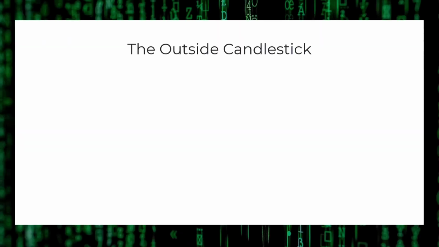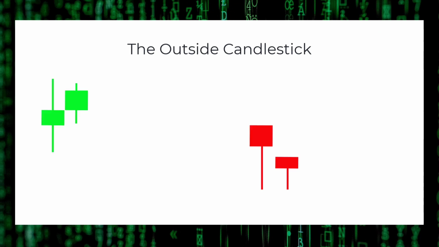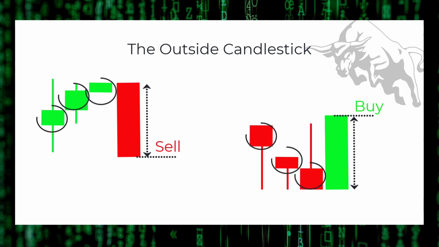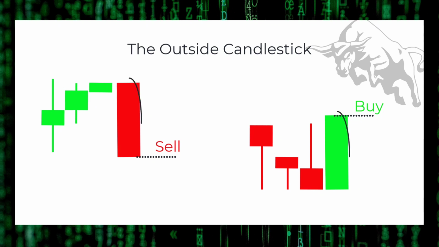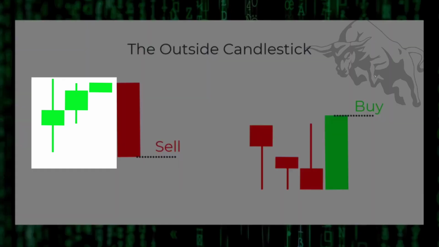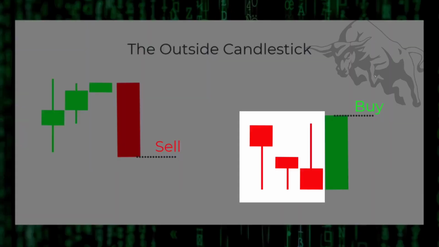Let's start with the outside candle. It shows up once the prices slowly approach a strong support or resistance zone, and then sharply reverse in the opposite direction. As a result, the length of the last candle that shows up will contain the length of the previous single candle, or the length of a group of candles. And that last candle is called the outside candle.